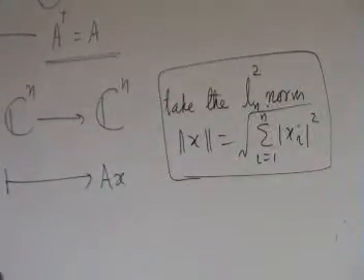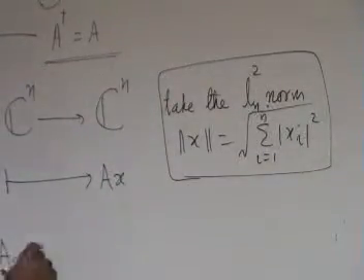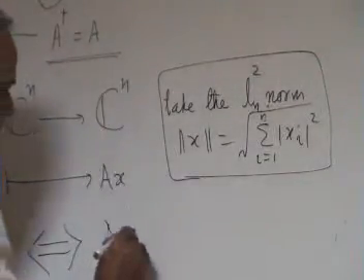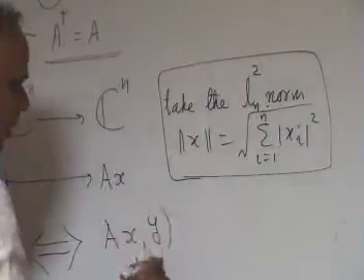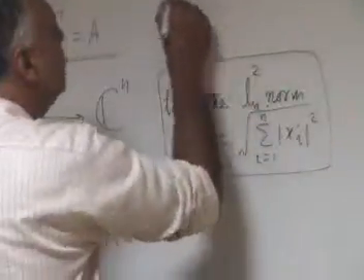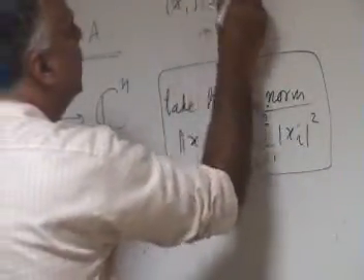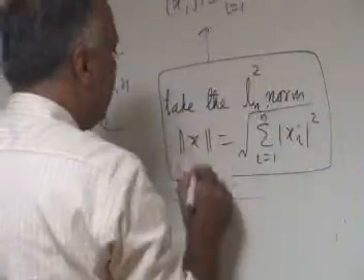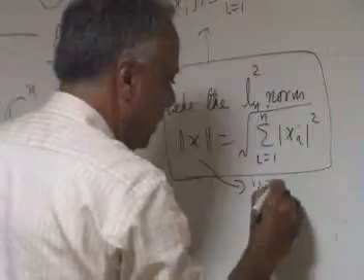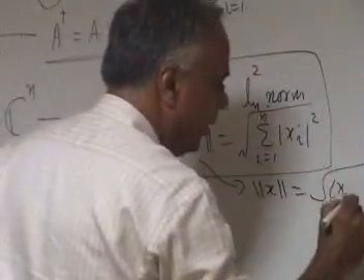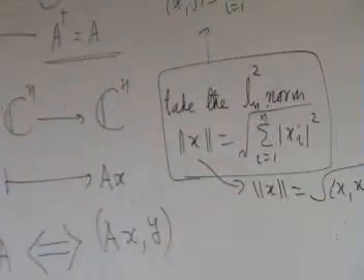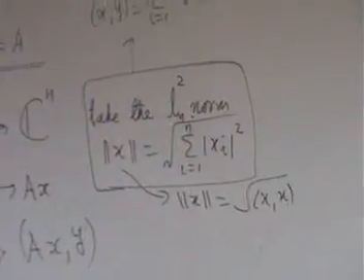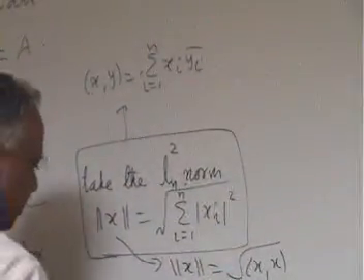I'm going to make several statements. This can be interpreted as if and only if Ax, the inner product, x comma y, is equal to the summation of x_i y_i bar, i equal to 1 to n. So the norm of x is simply the square root of x comma x, the inner product, the dot product. Instead of dot product, I'm using the term inner product. If and only if this.